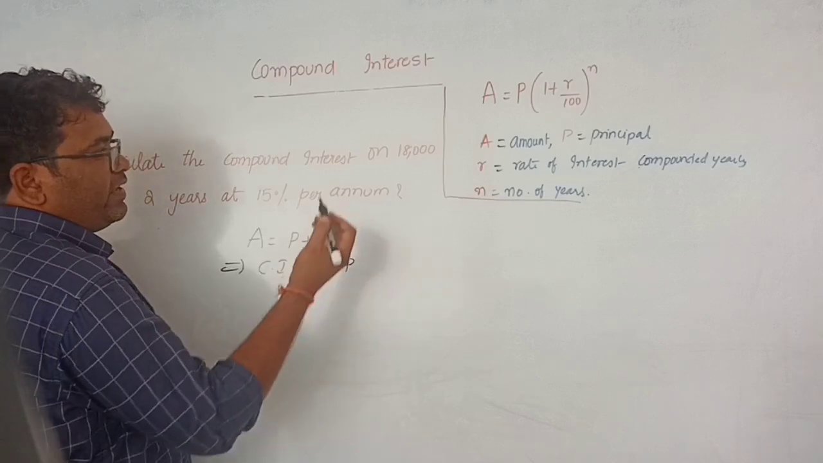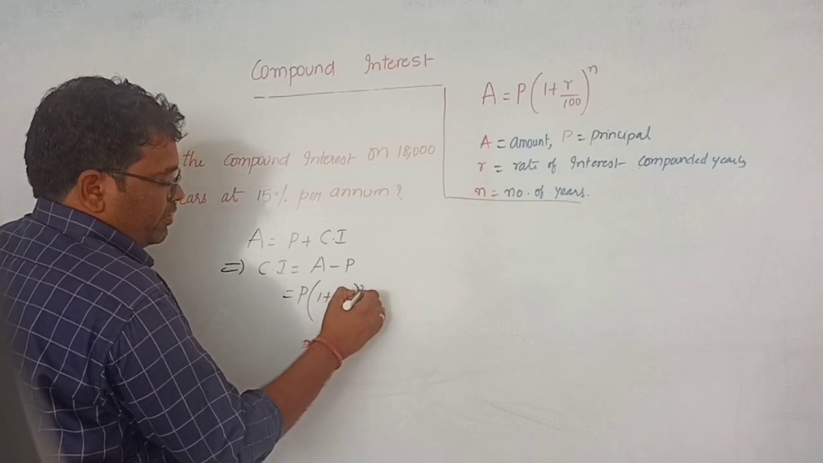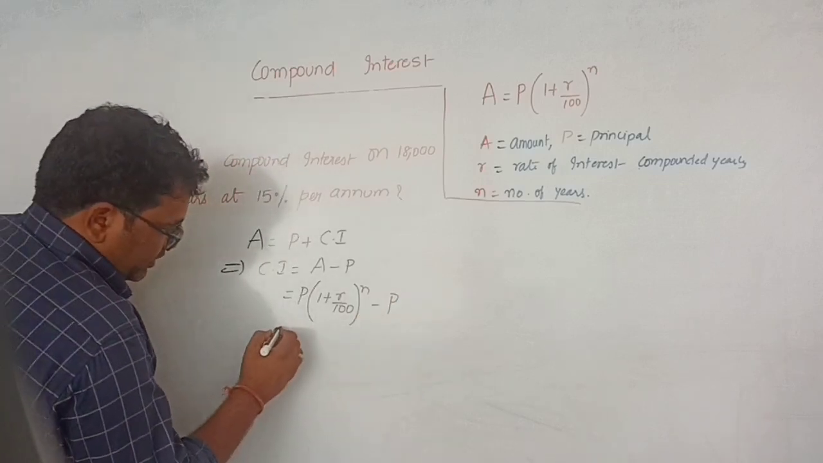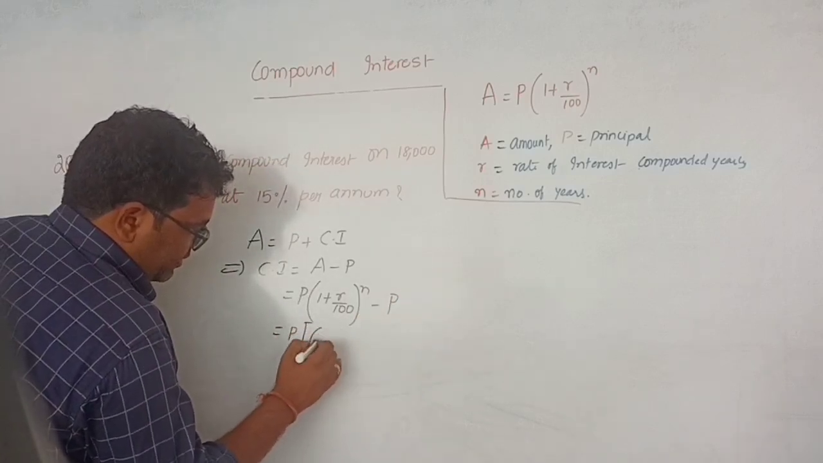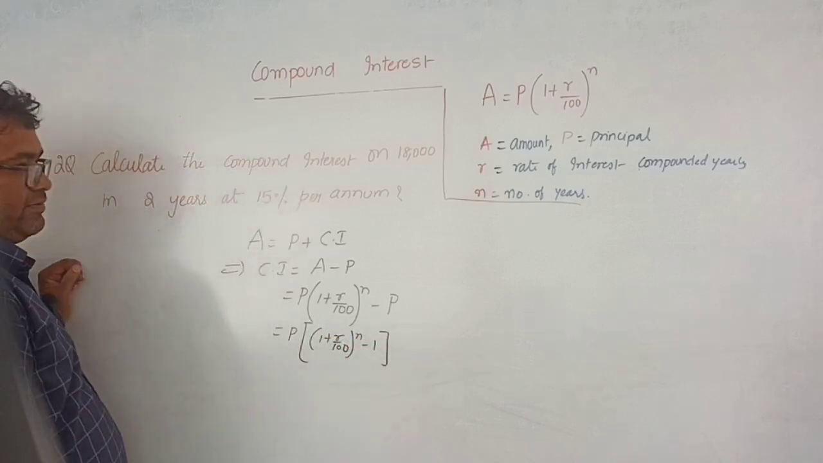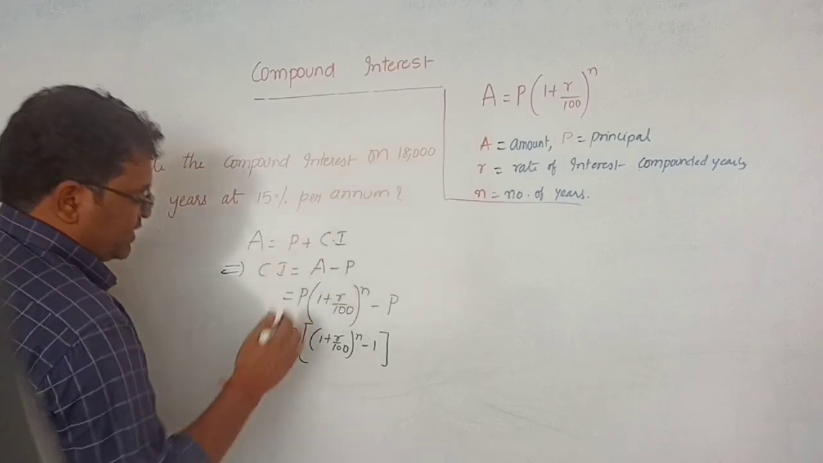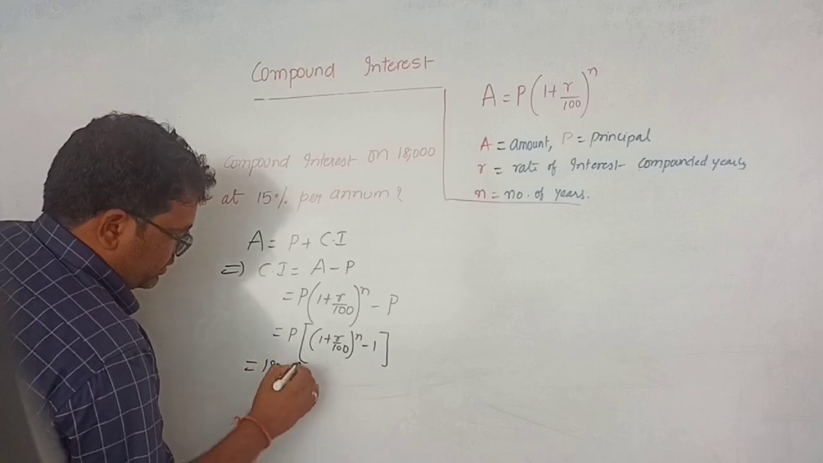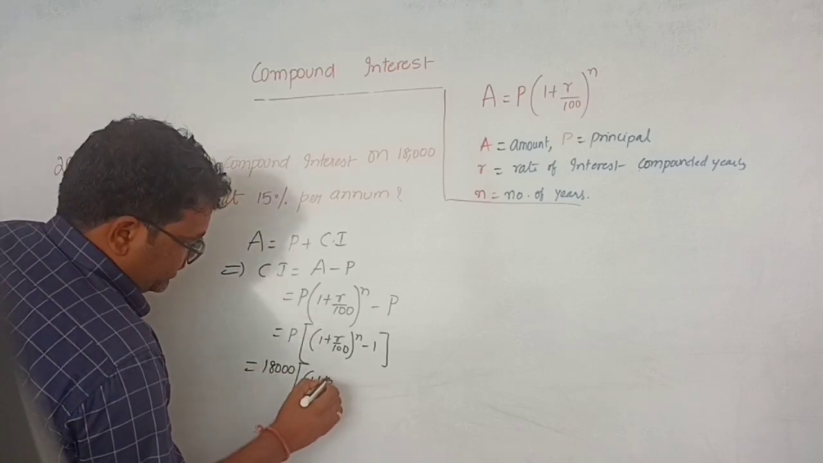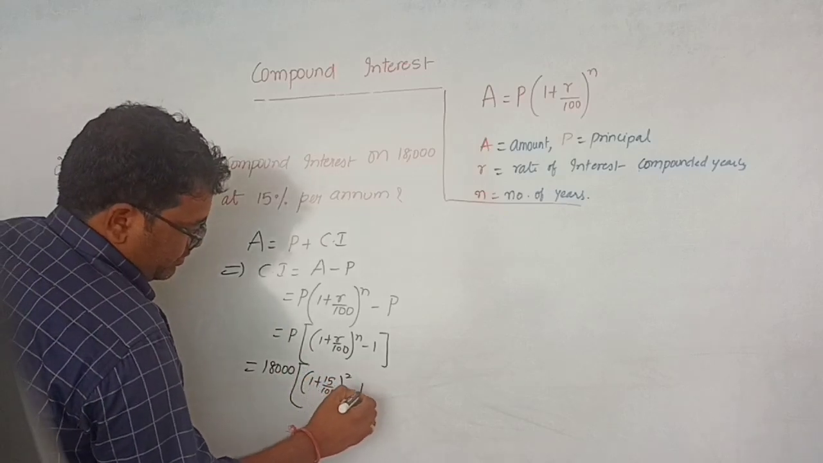What is the A formula? A is P into (1 plus R by 100) whole to the power of N, minus P. So if you take P as common, we will get (1 plus R by 100) whole to the power of N minus 1. So the principal amount is 18,000, times (1 plus R, the rate of interest 15%, divided by 100), and 2 years is N, minus 1.